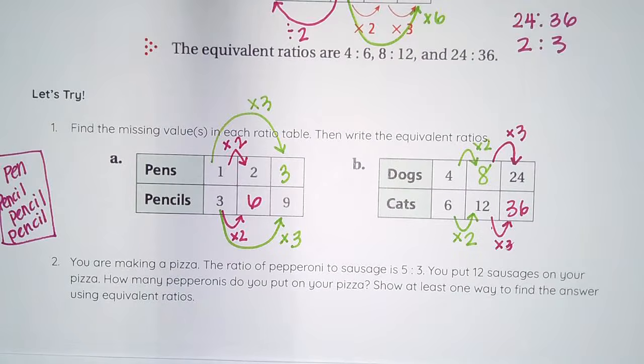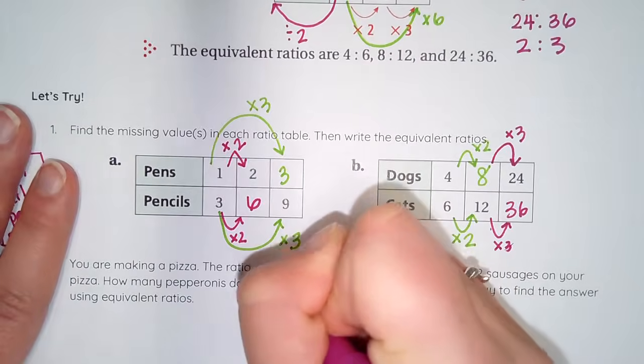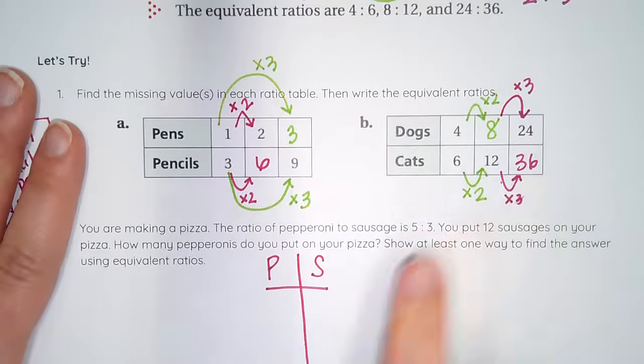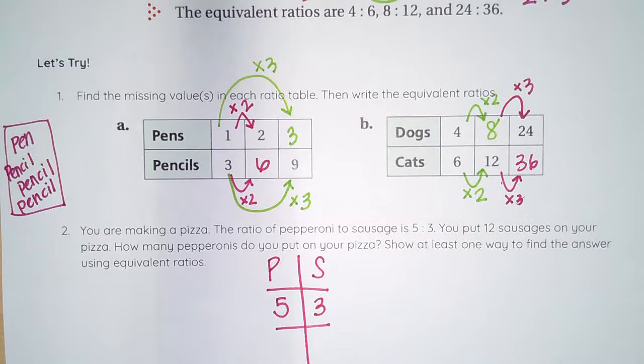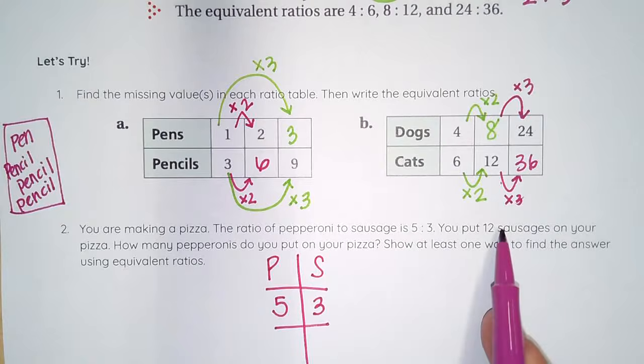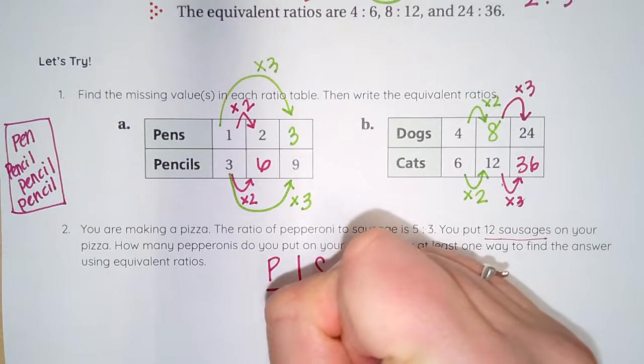It says you are making a pizza. The ratio of pepperoni to sausage is 5:3. You put 12 sausages on your pizza. How many pepperonis do you put on your pizza? So show at least one way to find the answer using equivalent ratios. So I like to also make my charts up and down. So if mine is pepperoni to sausage, and the ratio is 5:3, and I put 12 sausage, that means, pay attention, 12 sausage, that goes in my sausage category.